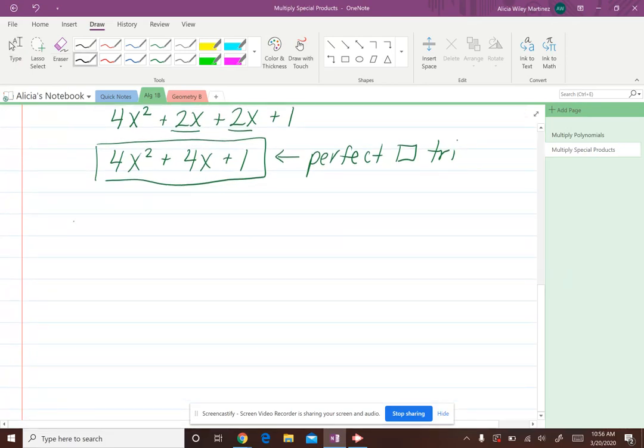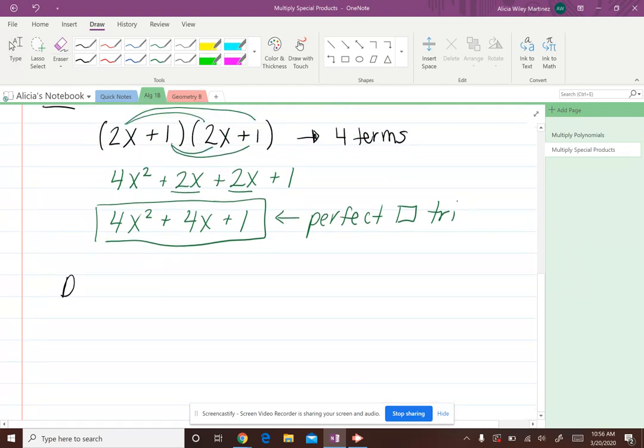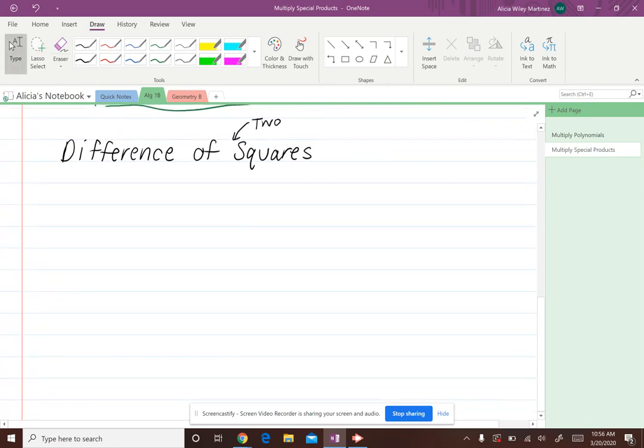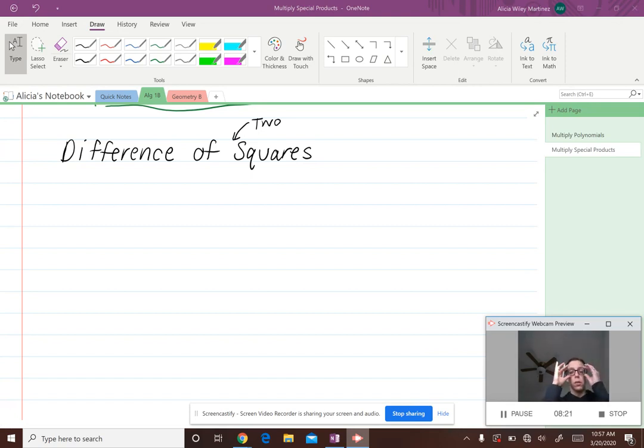A difference of squares. Sometimes people call this a difference of two squares. It depends on what resource you're looking at. We have also done these problems because essentially all of them are just multiplying two binomials together, and we've done that. I'm just introducing these to you as special types of products that you would get.